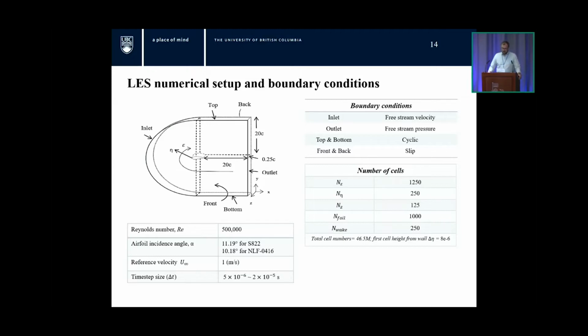Our boundary conditions are imposed with a free stream velocity. We use cyclic top and bottom boundaries because the airflow is coming in with some angle of attack. And there's information about our grid. The total number of cells is about 46.5 million. We did do quite an extensive grid dependence analysis where we varied each one of these numbers independently for the number of cells in the curvilinear directions that are aligned with the chord, normal to the chord, across the span, in the wake, along the foil, etc.